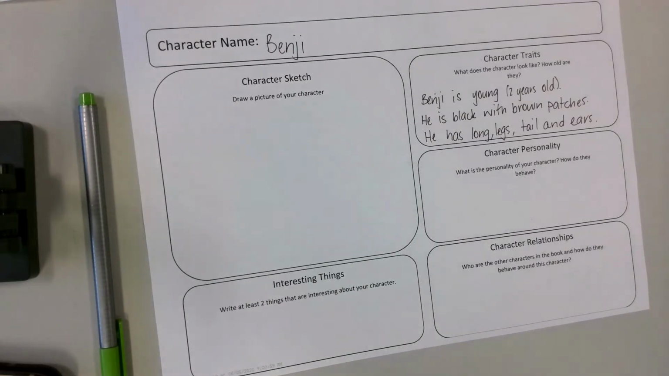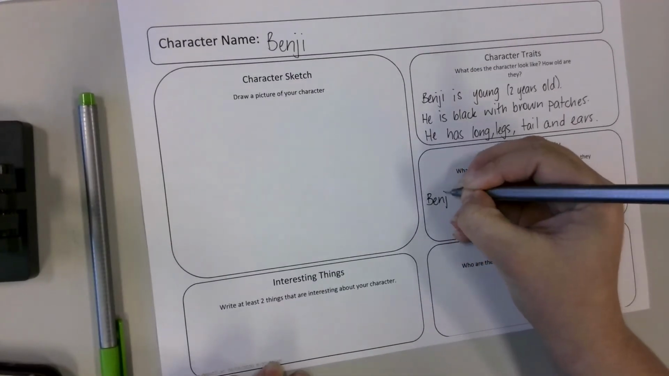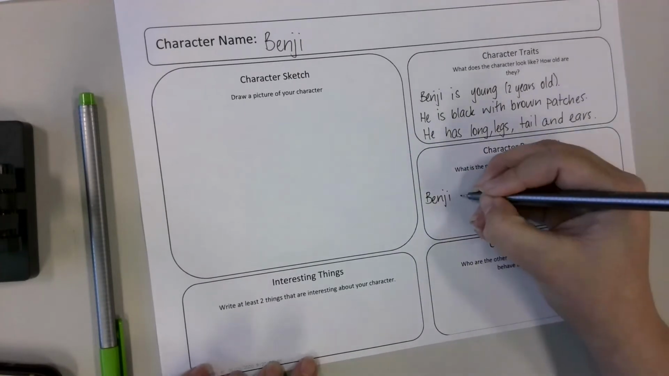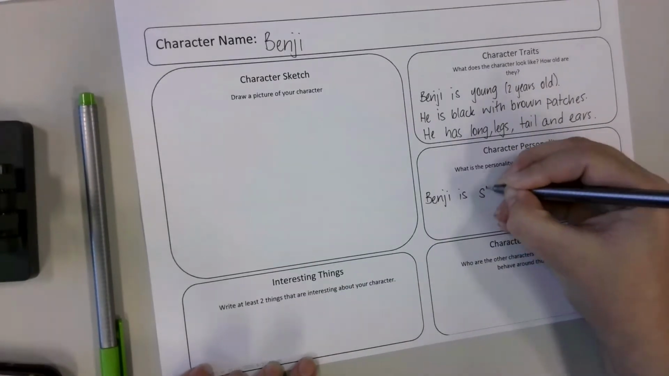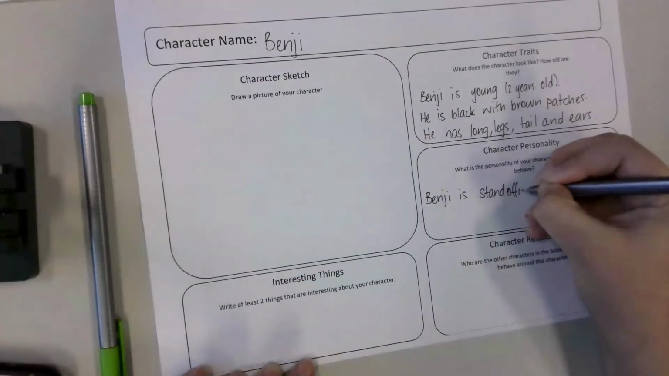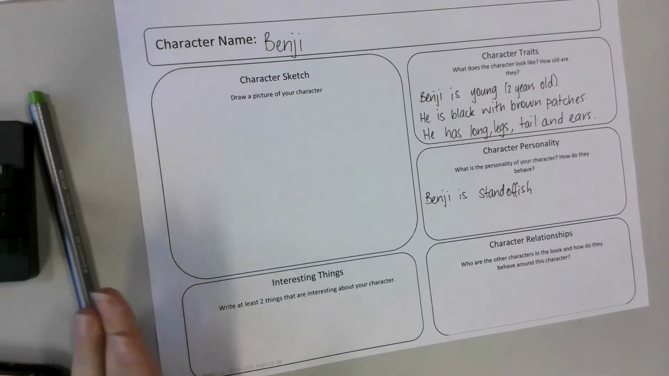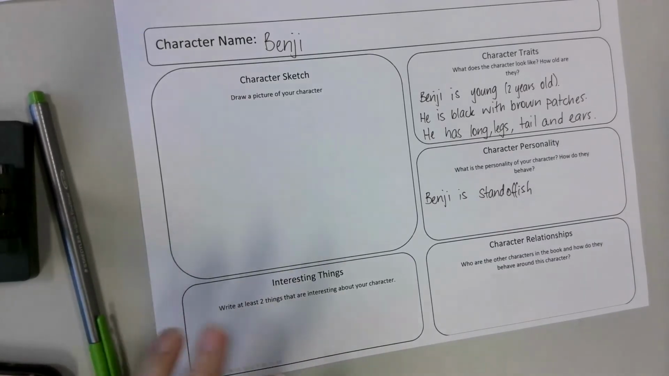Okay, so what is Benji's personality? How does he behave in our story? I'm going to put that Benji is standoffish. That means he's a bit unsure. He doesn't know whether he wants to go and be friends with this other animal that he's come across in our story, however I decide that that's going to happen. He doesn't know what to think.